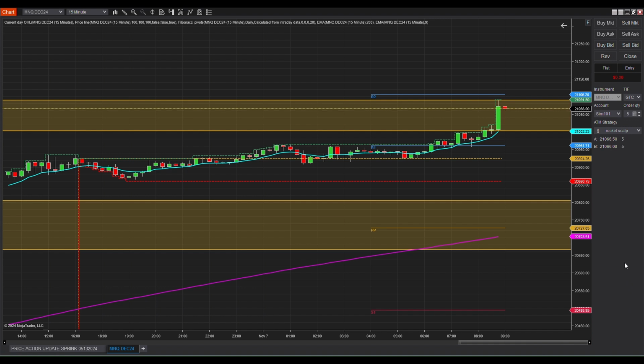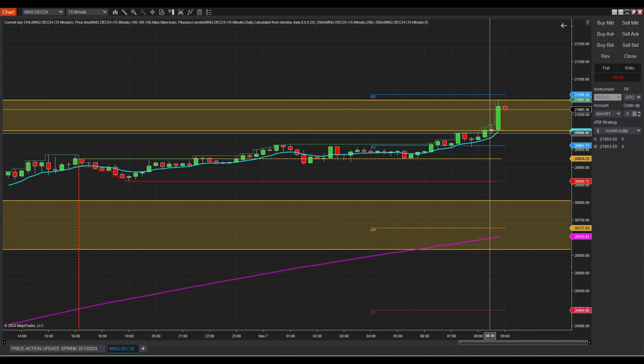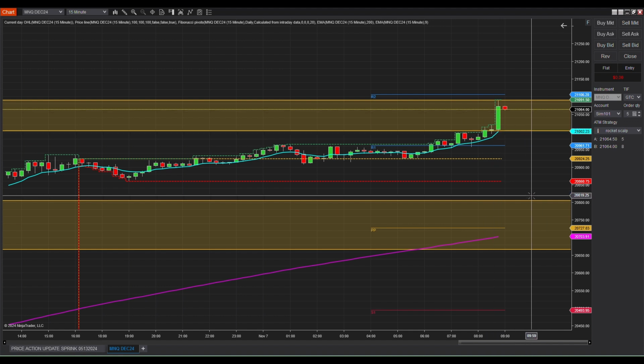Many different ways to trade the system or these levels. Just got to find out what's best for you. All I have on here is the 15-minute candles. I've got the 9 exponential moving average, not the 10. It's the faster moving average, since I just want to see what direction.